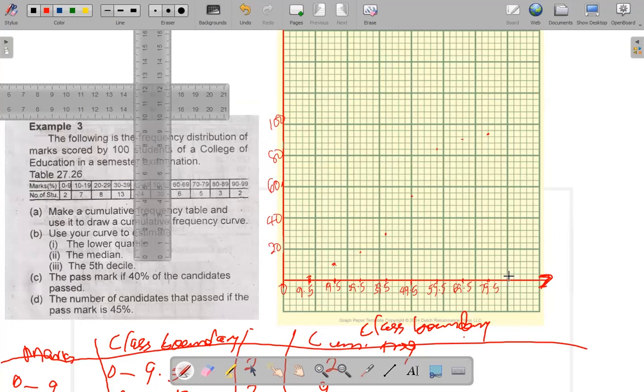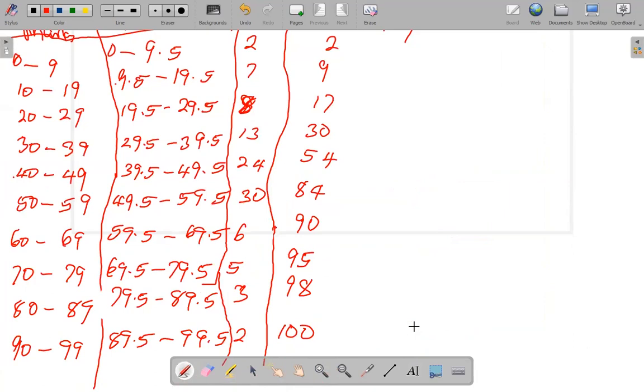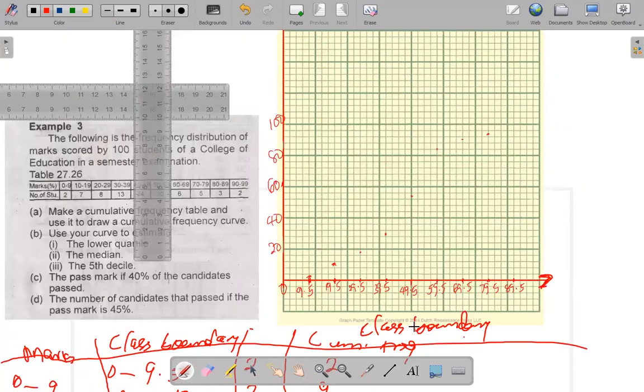Then count 4 again. 1, 2, 3, 4. It is 89.5. The cumulative frequency is 98. This is 80, 84, 88, 92, 96, 98 is in the middle.